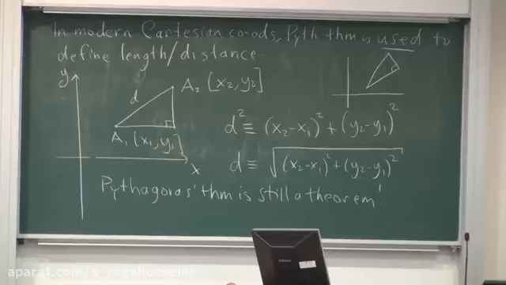Legend has it that Pythagoras was very thrilled to have discovered this theorem, and that he sacrificed an ox, as one did back in those days when something good happened. So he sacrificed an ox to the gods to thank them for letting him discover this theorem. We don't know if it's true.